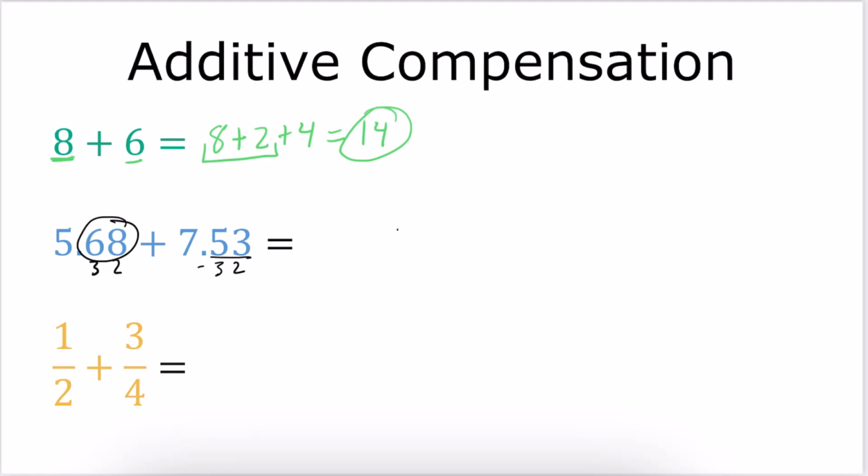So I'll say, okay, well, there's 1 hundredth and 2 tenths. And then for my whole numbers, I had my 5 whole numbers here. And then I had the one whole number that I got when I took 32 from this decimal and combined it with this decimal. So that's 6 whole numbers. And when I add that to 7, that gives me 13. And so my answer is 13.21.